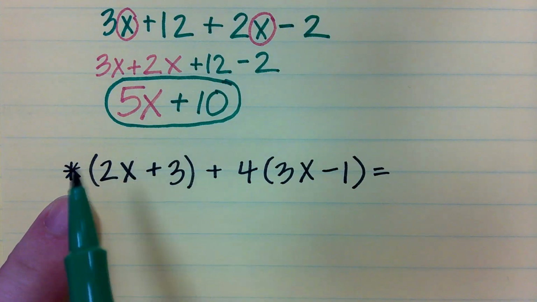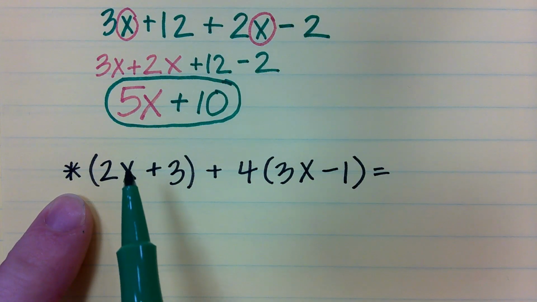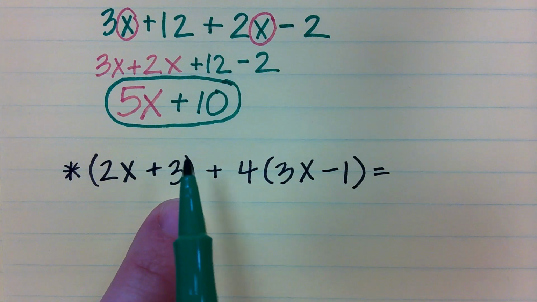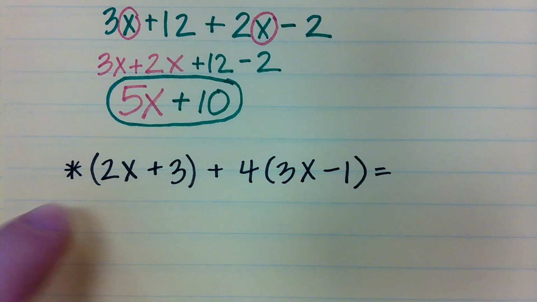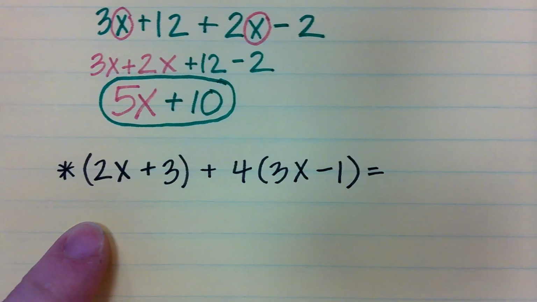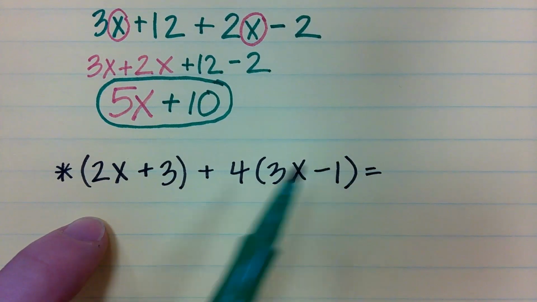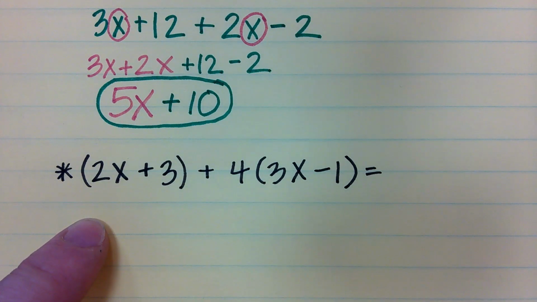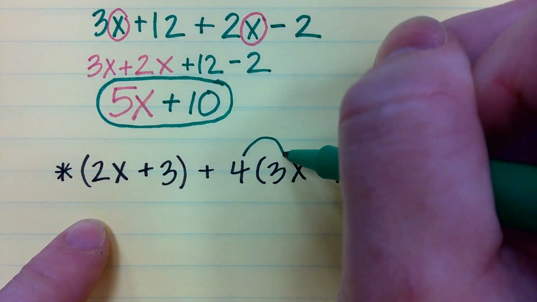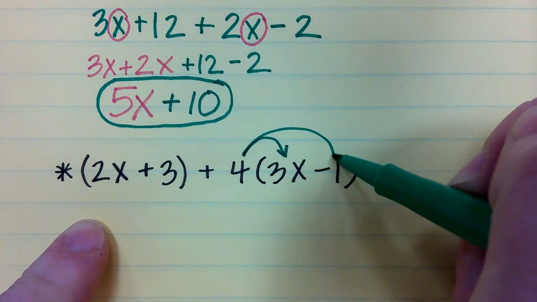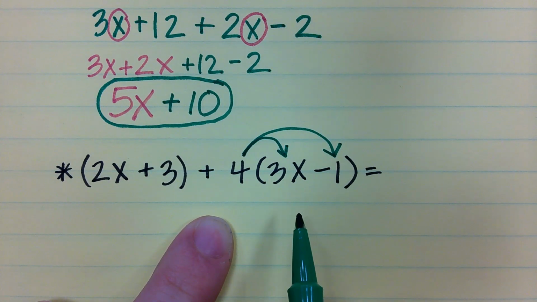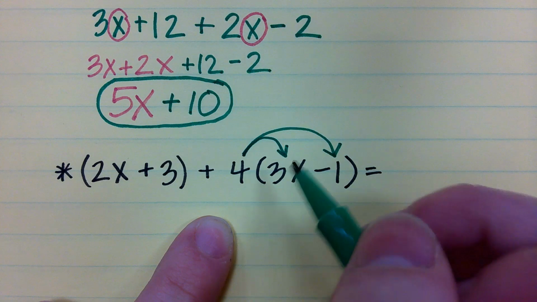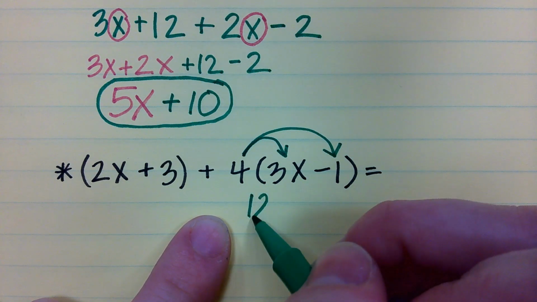We can't combine these because x is not like a number without x. We've got 2x plus 3. We can't combine those. So we're going to move forward and see what we can do. I've got another set of parentheses. I'm going to distribute. So let's do 4 times 3x. 4 times negative 1. What's happening? 4 times 3 is 12. Yeah, 4 times 3x is 12x.